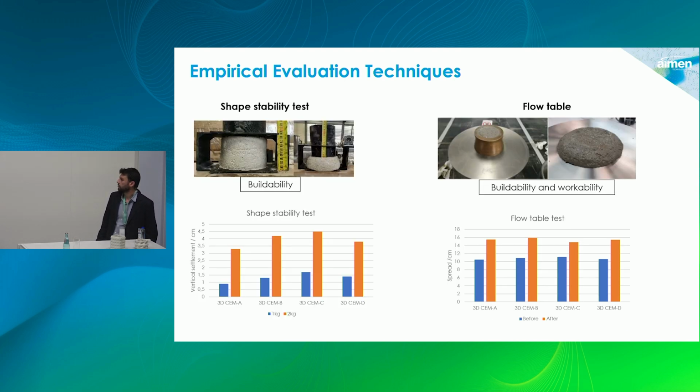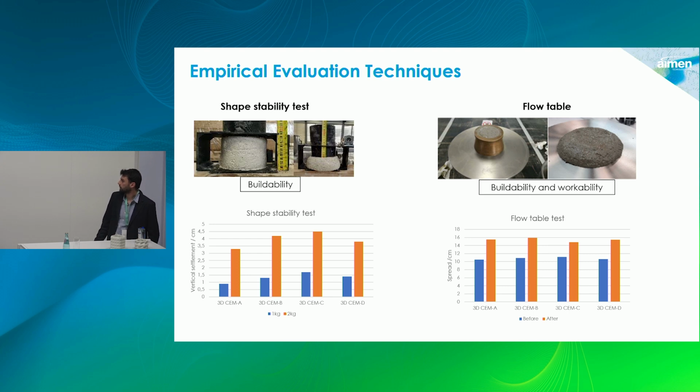Well, the other test, the shape stability test. In this test, you have to put a load or a weight on the top of a sample, and you measure the vertical settlement. With this test, you can, again, assess the buildability, and it simulates the 3D printing. It simulates what the filament layers support with the weight of the upper layers.